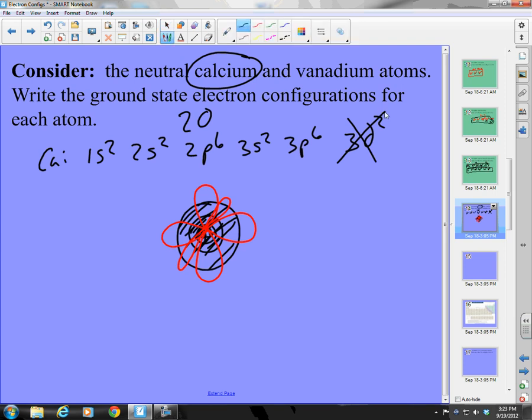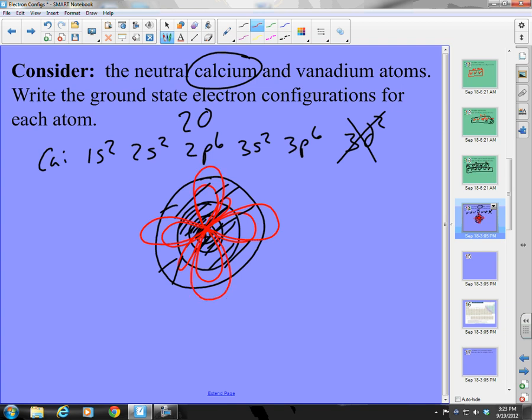And then I have my 3s. Now notice, my 3s is farther away than my 2p's. Yeah, that would make sense. My 3s has higher energy. So there's my 3s. And then after my 3s come my 3p's. Here are my 3p's. They're farther out, right? Notice they're out farther than my 3s's, right? So those are my 3p's. And then what should come?